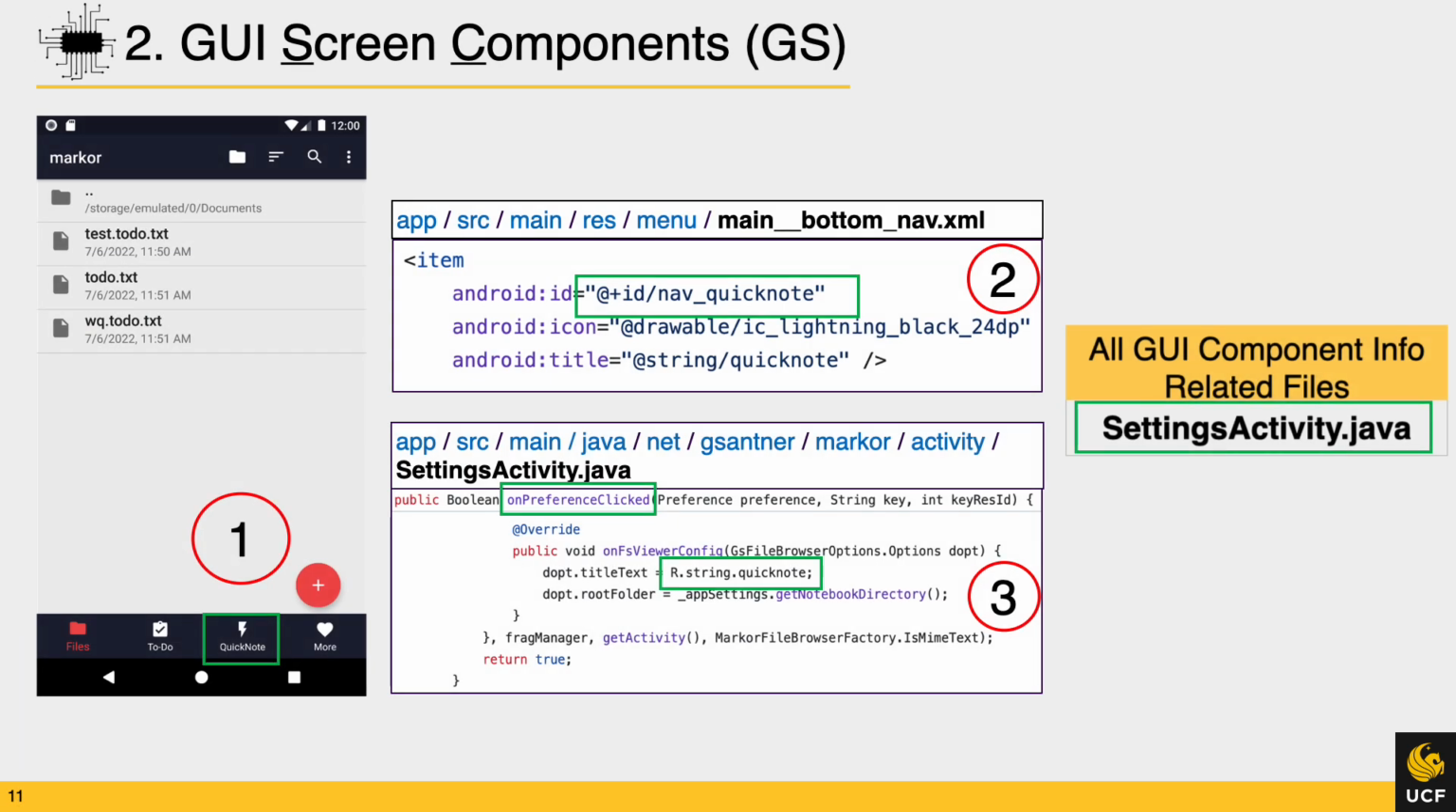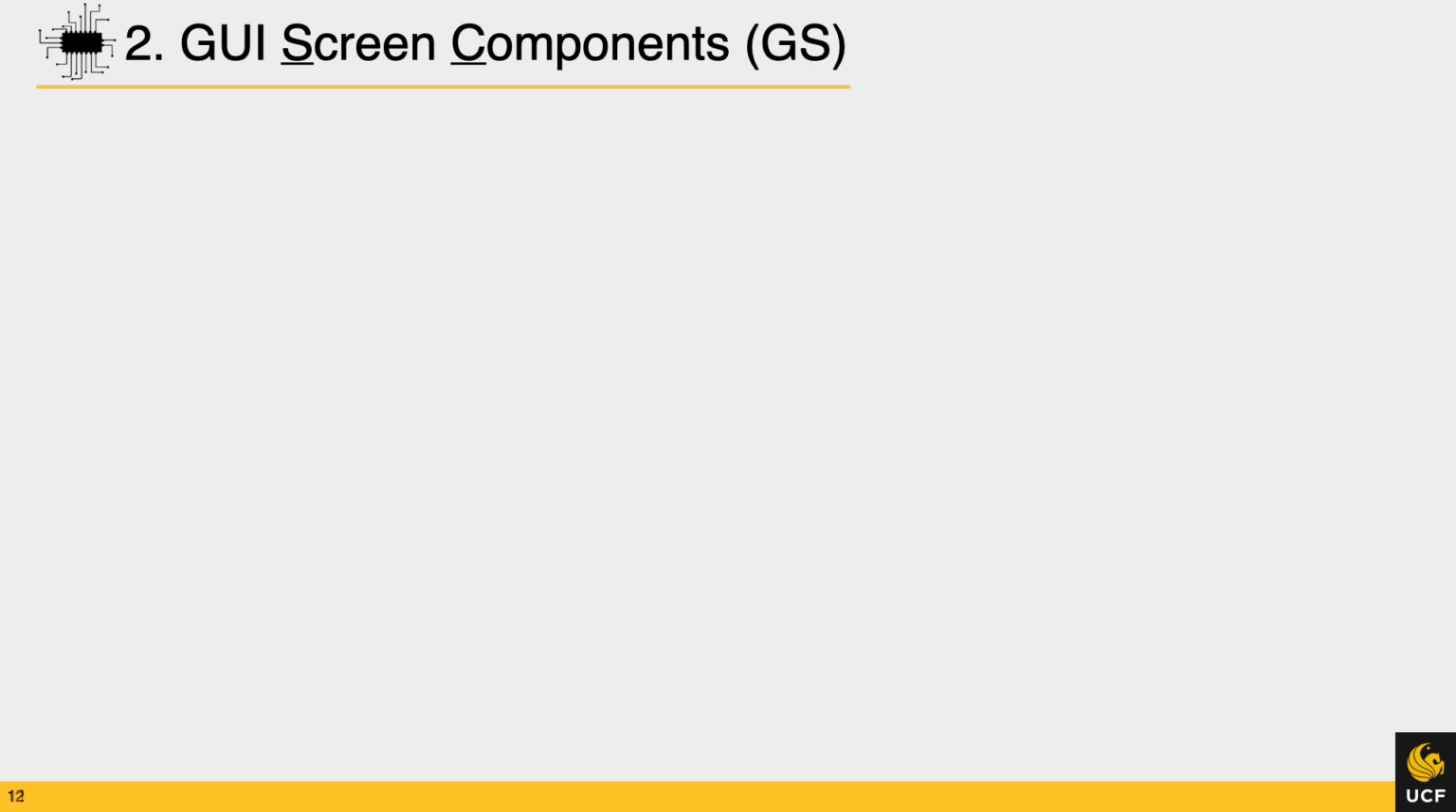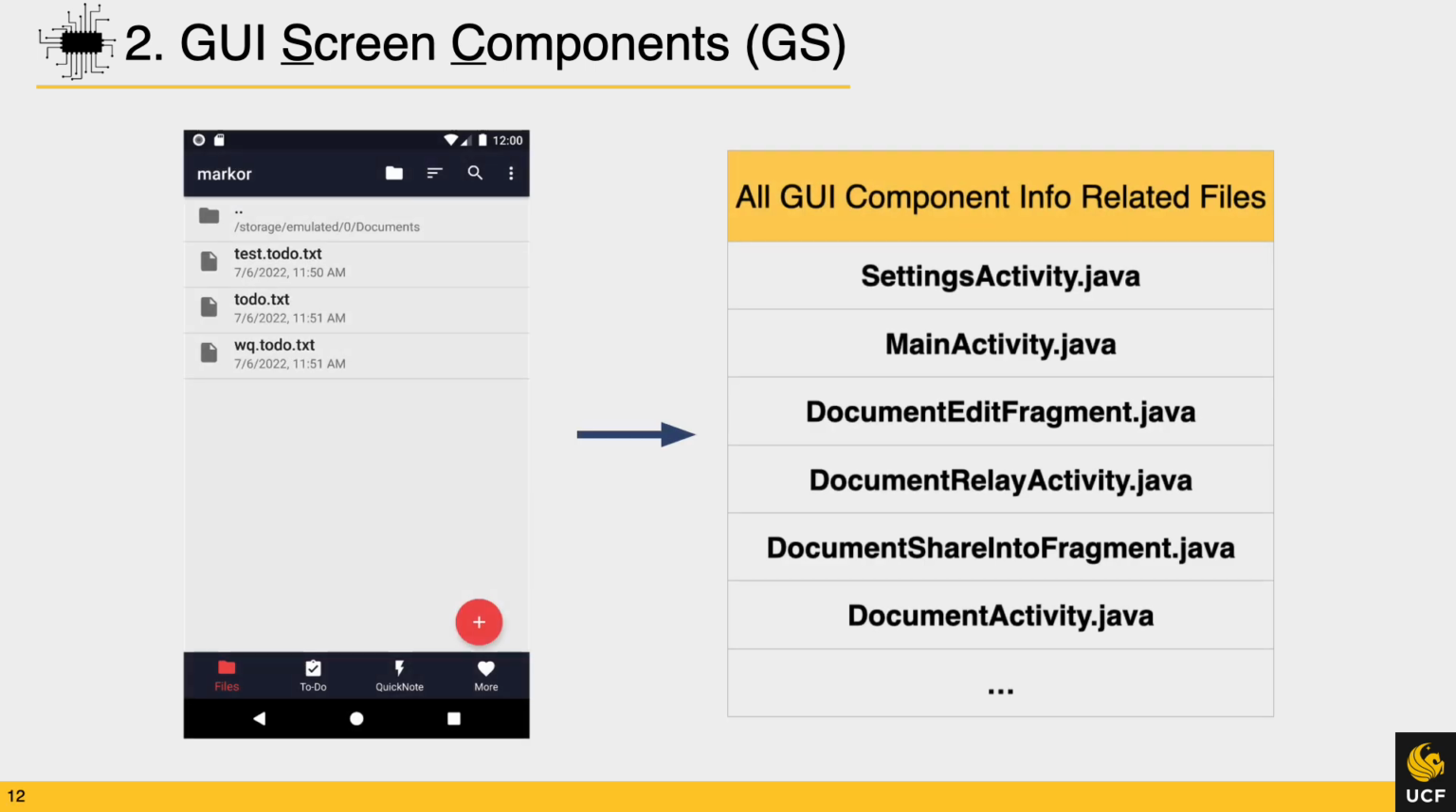The second one is the files related to the GUI components of a screen. Assume we need to find the related Java file for a quick note component, which is highlighted in the green box here. For that component, we first identify its resource ID and then search for event listener methods that use that resource ID. Now we know which Java files contain this event listener, and that will be related to that component. Since there could be multiple components on a screen, there will be multiple component related files for a single screen. We will identify all the files that are related to the GUI screen components and consider those as potential locations for bugs.